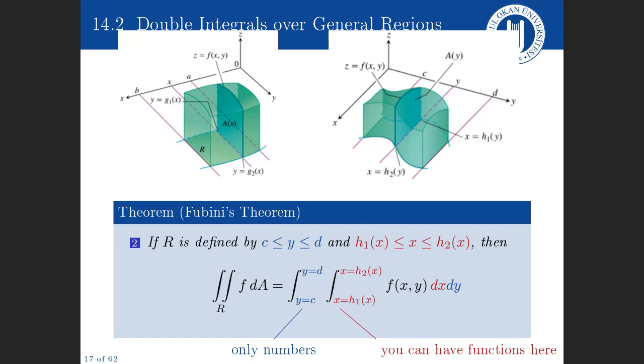Now look at the right picture at the top. Let's suppose that we can describe our region by saying y is between two numbers, c and d, and x is between two functions, the function h1 and the function h2. Then the double integral of f over the region R is the integral where y is between c and d, integral where x is between h1 and h2, f of x y, dx dy. Again, on the outside integral, we can have only numbers in our limits of integration. On the inside integral, we're allowed to have functions if we want.